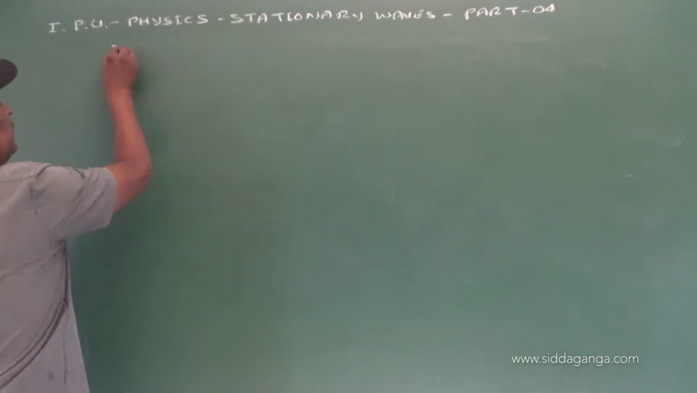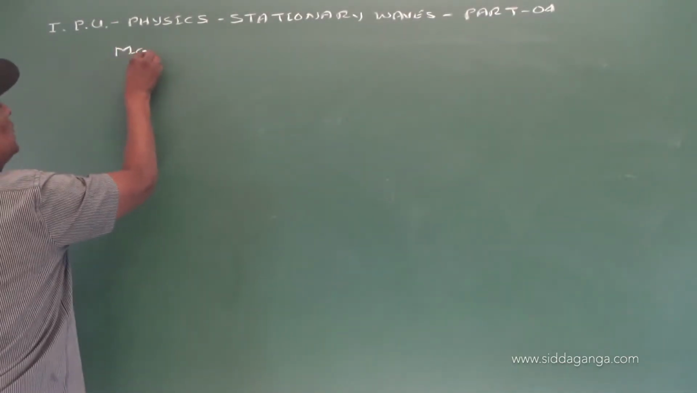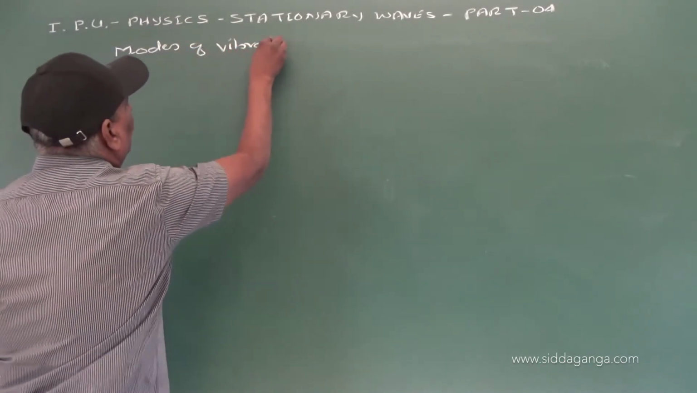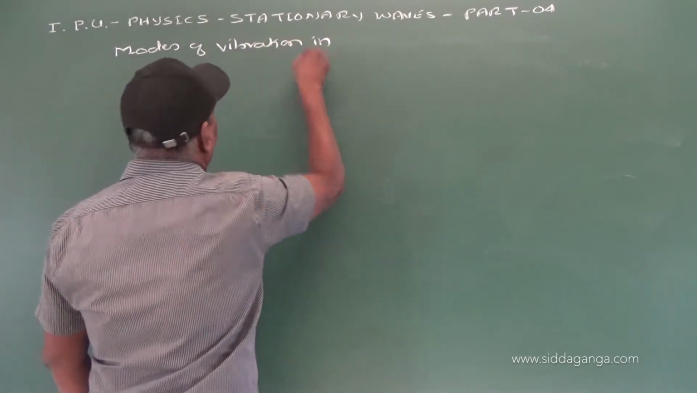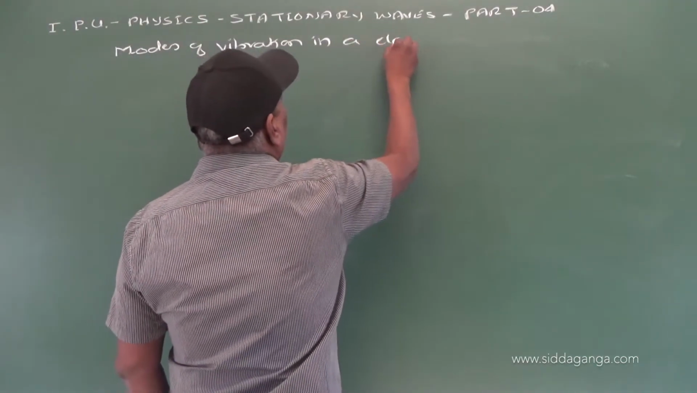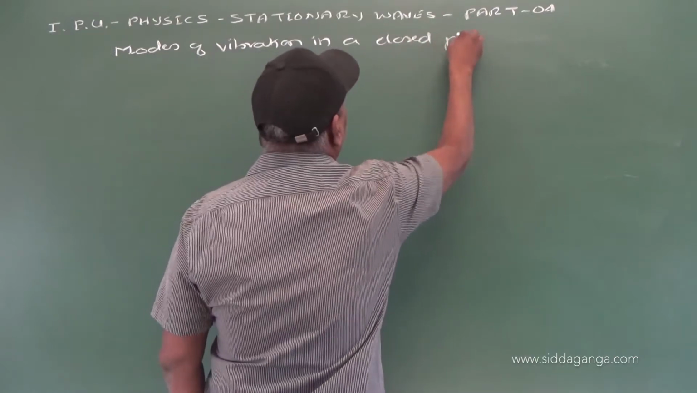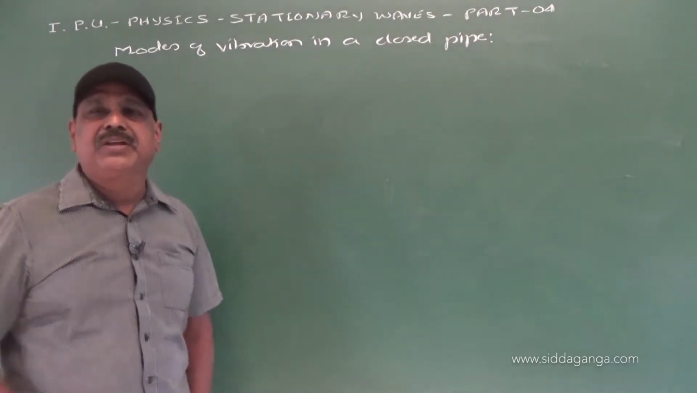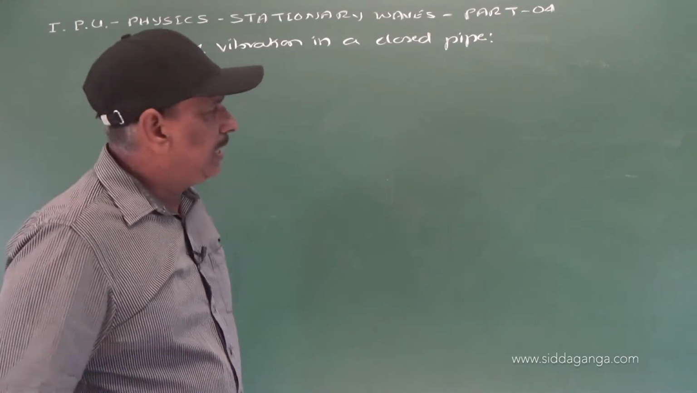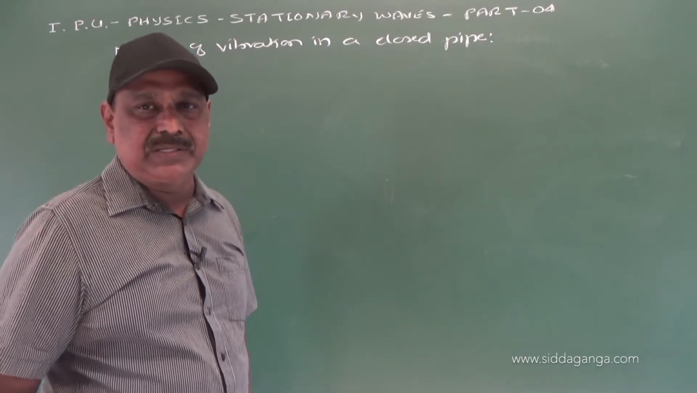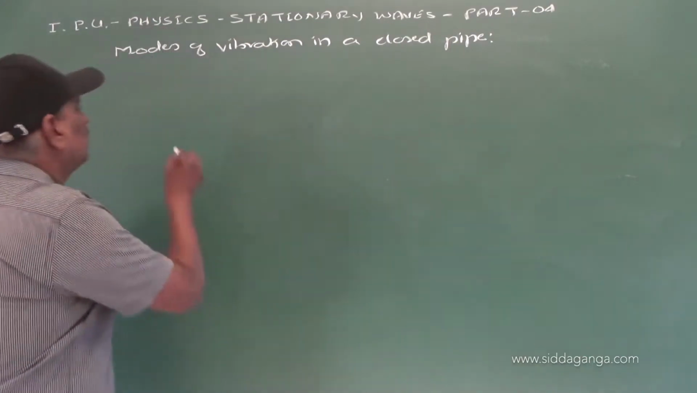Now we will take another concept, that is modes of vibration in a closed pipe. Modes of vibration in a closed pipe. Now, a closed pipe is one whose one end is open and the other end is closed.